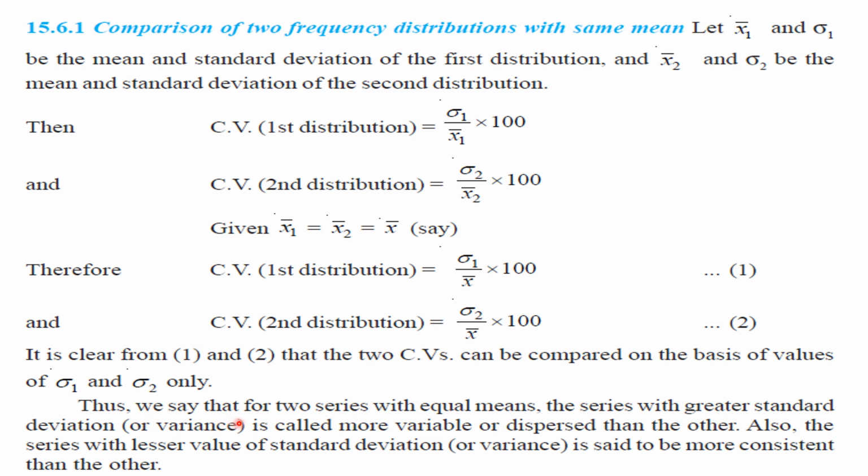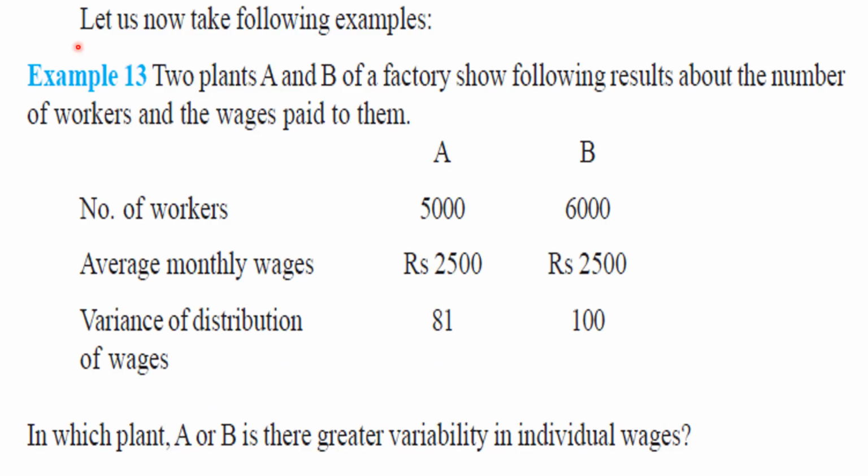Thus, we say that for two series with equal means, the series with greater standard deviation or greater variance is called more variable or more dispersed than the other. Also, the series with lesser value of standard deviation or lesser value of variance is said to be more consistent than the other. Is this point clear, my children? Right. To understand these concepts well, let us take some examples.